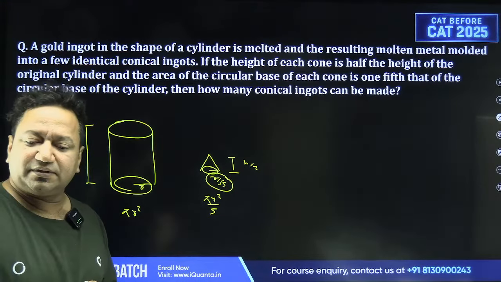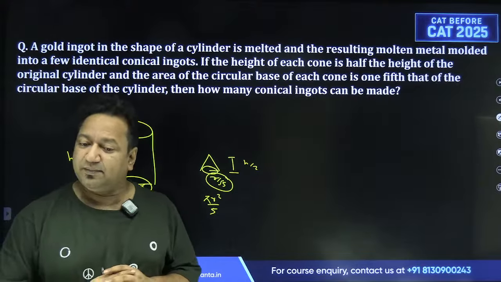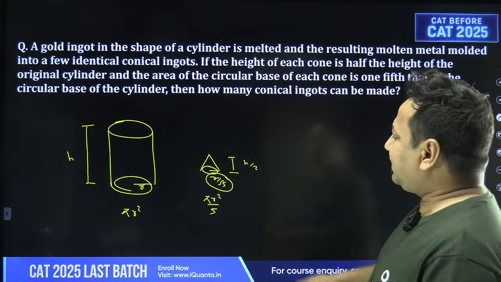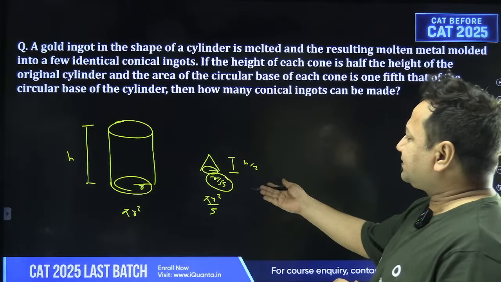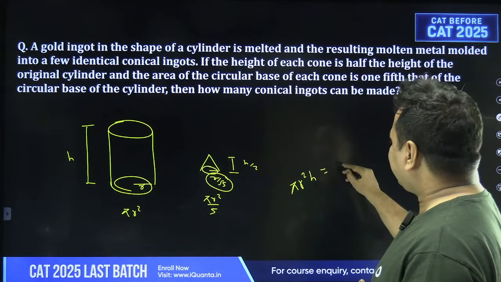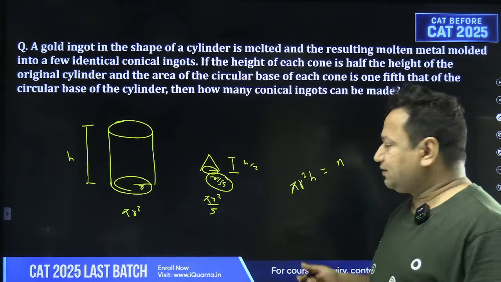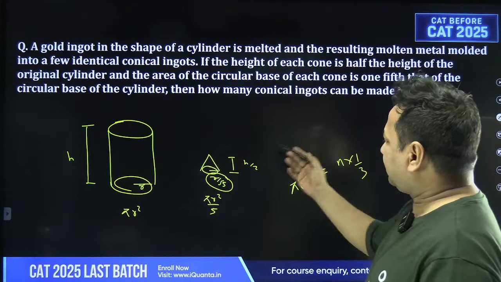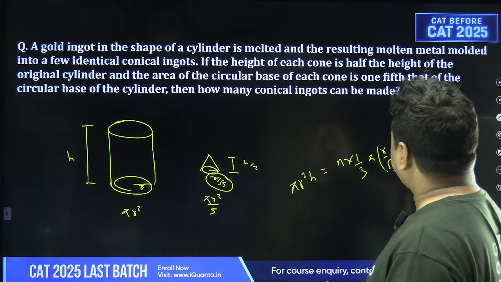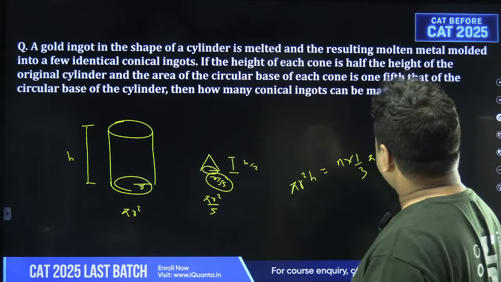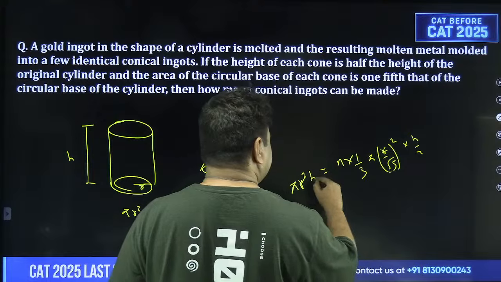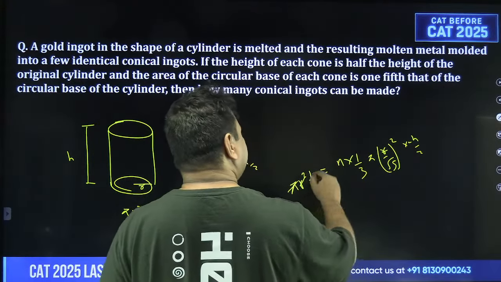I think that is the mistake which Anusuya must have committed, right, Anusuya? So let's say we can make n smaller ingots like this. So pi r square h total must be equal to n times, now 1 by 3 into pi, here r is r by root 5 square, and h is h by 2. That is what we are going to solve now. R square gets cancelled out. H and h got cancelled out. Pi and pi got cancelled out.